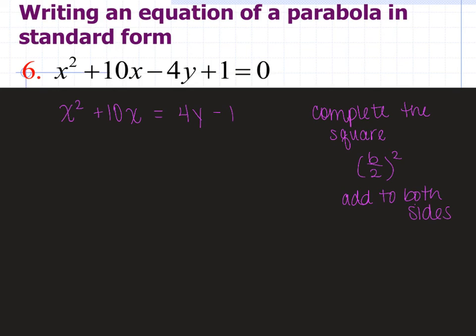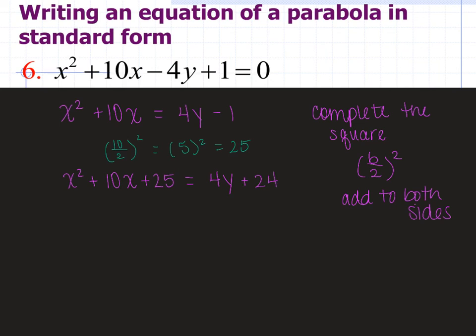So when you do that, for us, you could do this little bit of work in the middle row here. You have 10 over 2 squared, which equals 5 squared, which is 25. So we're really going to be adding 25 to each side. When I do that, I have x squared plus 10x plus 25 equals 4y. I'm just going to do the -1 plus 25 and get minus 24, or plus 24.